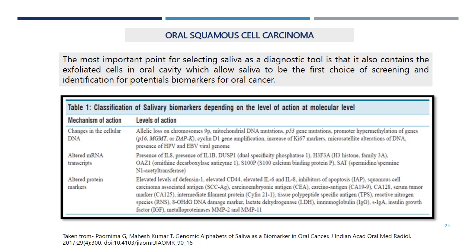Oral squamous cell carcinoma. For oral squamous cell carcinoma, saliva could be the most important diagnostic tool because it also contains the exfoliated cells in the oral cavity, which would allow saliva to be the first choice of screening and identification for potential biomarkers for oral cancer. These biomarkers include various changes in cellular DNA, altered mRNA transcripts, and altered protein markers.